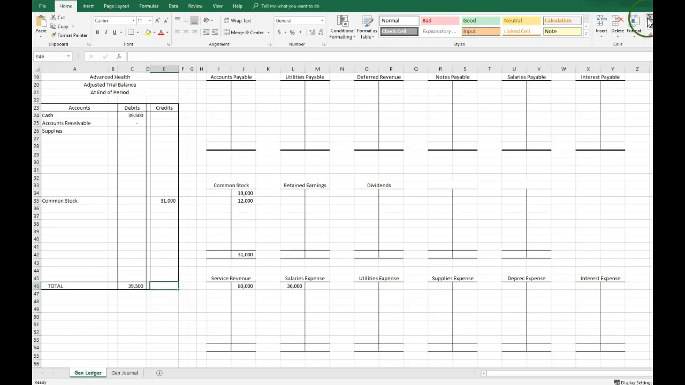Click auto sum, and it only picked up this because that's the first number it saw. Go ahead and pick up the entire range here. Make sure you include everything that might be on that side. Hit enter, and there you go.